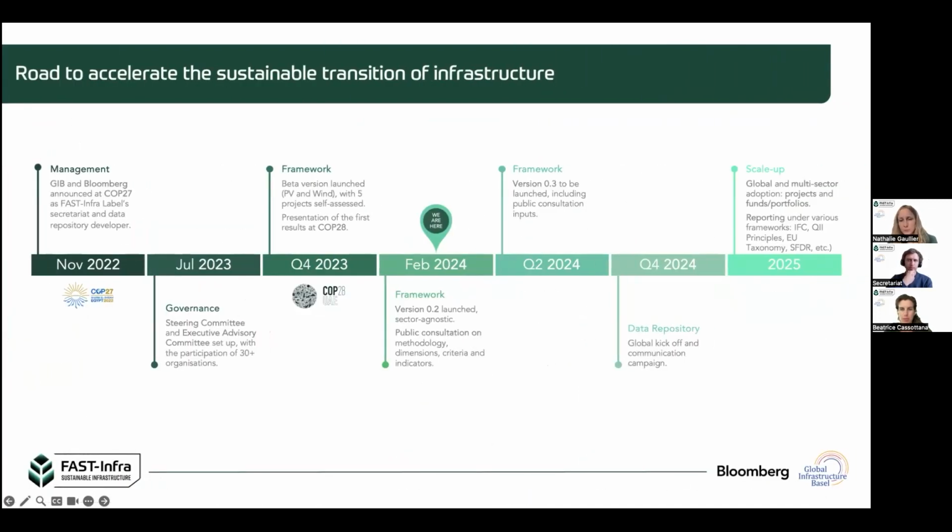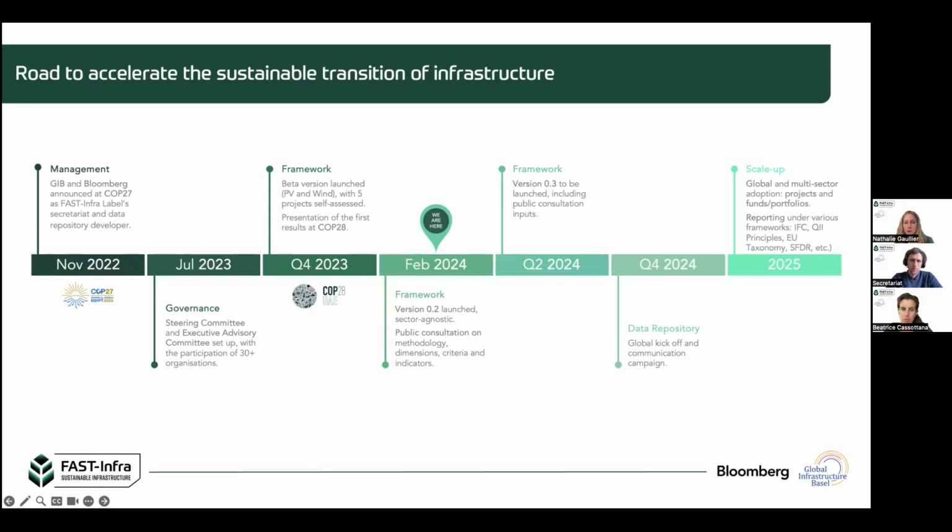So finally, before I hand over to Beatrice, I just quickly run you through the journey so far and the next milestones. The whole journey for GIB and Bloomberg began in November 2022. We were announced to run the Secretariat and the data repository for the FAST-Infra label. Then the whole year 2023, we built up the governance, and also we established the first framework. This first framework was tested on a few projects, and we were finally able to announce 5 self-assessed labeled projects at COP28 last December in Dubai.